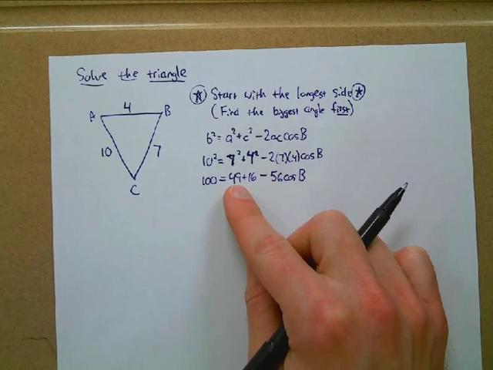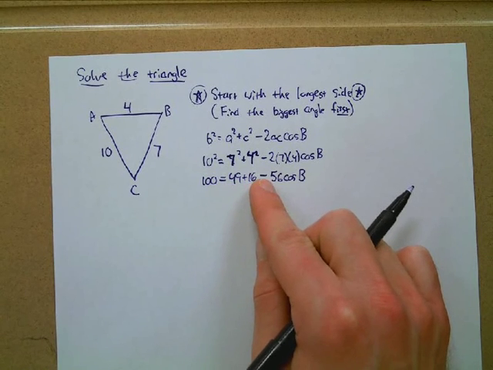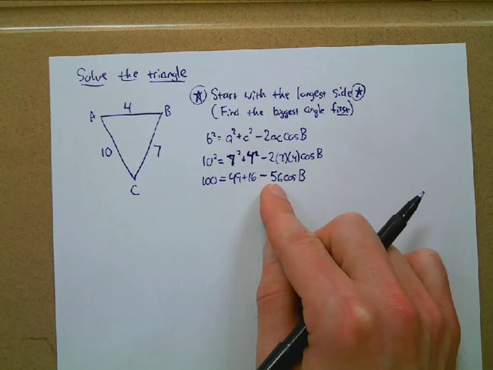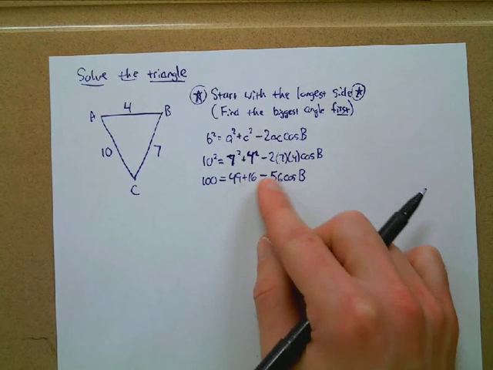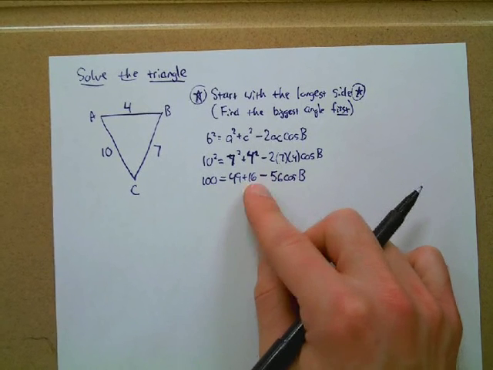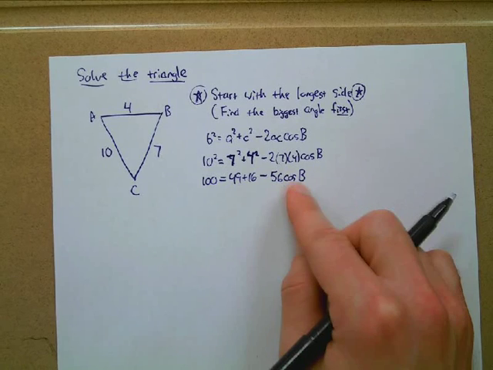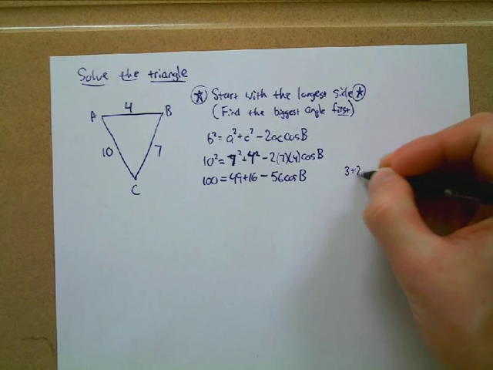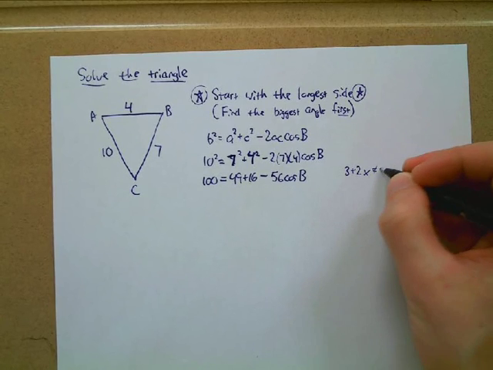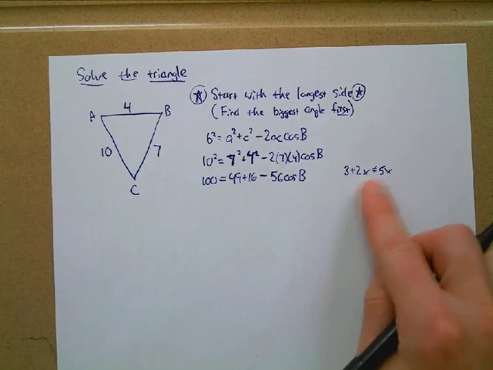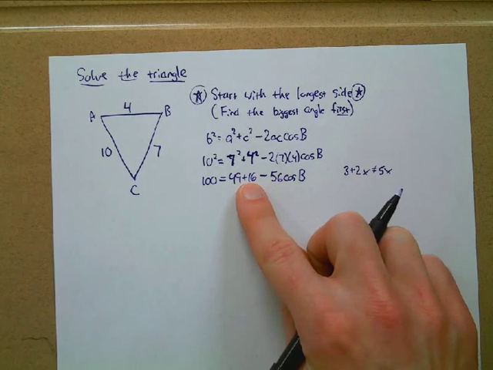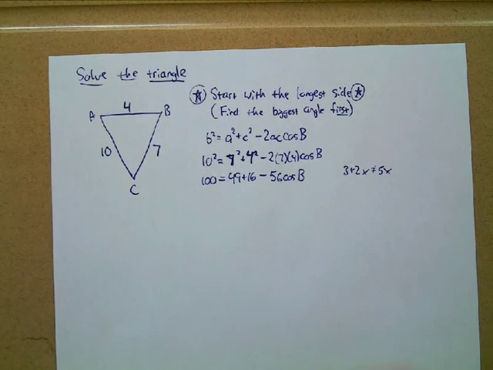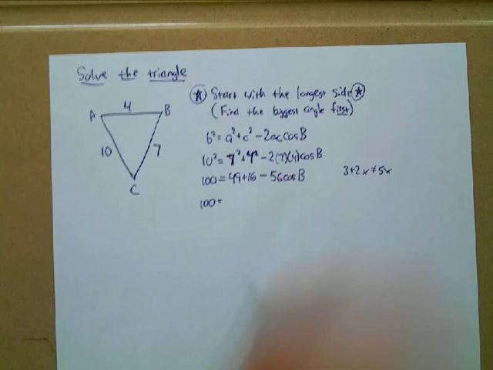But the thing is, you can add the 49 and the 16, but you can't subtract 56 because 56 is being multiplied with cosine B, right? You can't do that. Just like if I had 3 plus 2x, that does not equal 5x, right? They're not like terms. Same thing here. The 49 and 16 can go together. They're numbers. But it's minus 56 times cosine B. So be careful about how you solve this here. I often see students make that mistake, and then they really mess up their triangles from that point. So anyway, you get 65 minus the 56 cosine B.